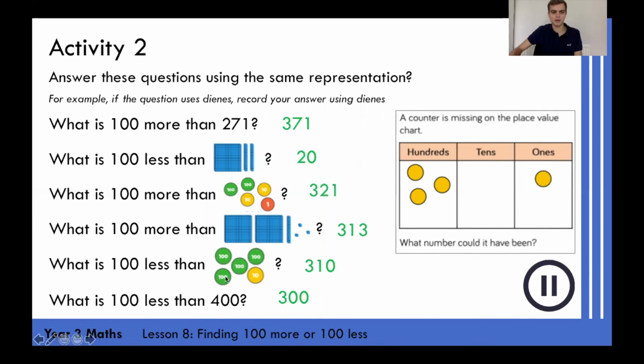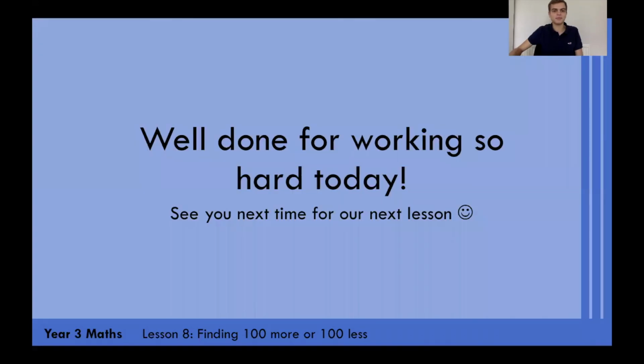What is 100 less than this number? Okay, so we've got 1, 2, 3, 400 and just a 10. So 410, 100 less, 410, take 100 away, 310. And this one, what is 100 less than 400? Nice and easy, 400, take 100 away, 300. Well done if you managed to get those. Fantastic, that is the end of today's lesson. Hope you enjoyed it. Well done for all of your hard work, and I'll see you next time for our next lesson together. Bye.